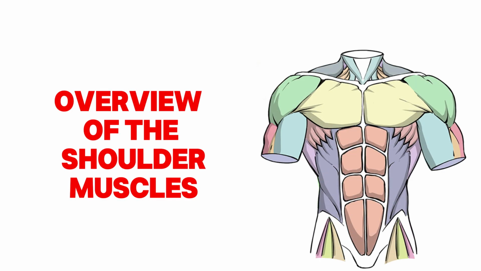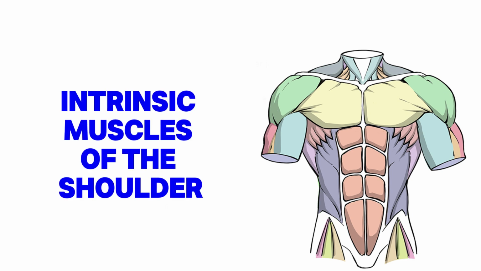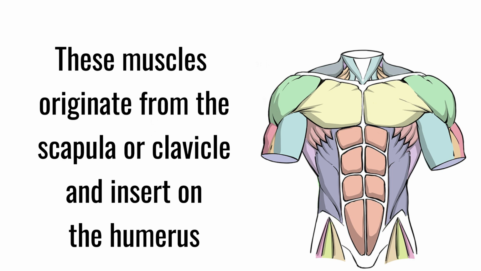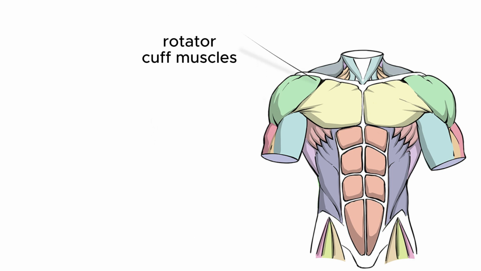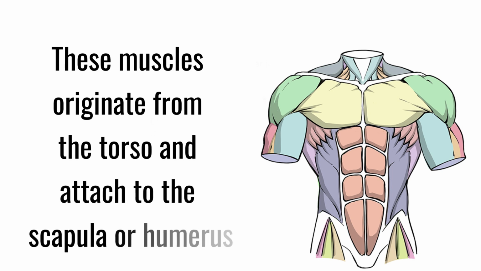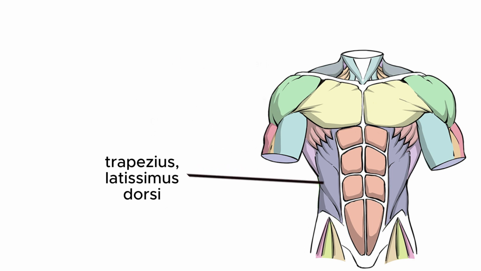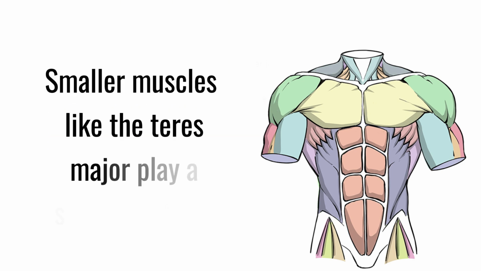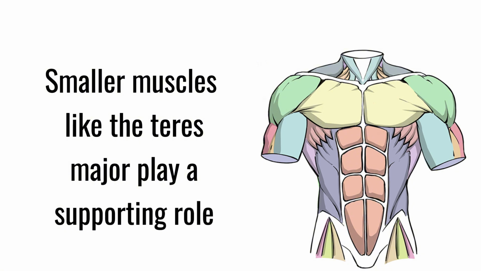Overview of the shoulder muscles. The shoulder muscles can be categorized into three main groups. Intrinsic muscles of the shoulder. These muscles originate from the scapula or clavicle and insert on the humerus. They include the rotator cuff muscles and the deltoid. Extrinsic muscles of the shoulder. These muscles originate from the torso and attach to the scapula or humerus. These include the trapezius, latissimus dorsi, and others. Additional supportive muscles. Smaller muscles like the teres major play a supporting role.